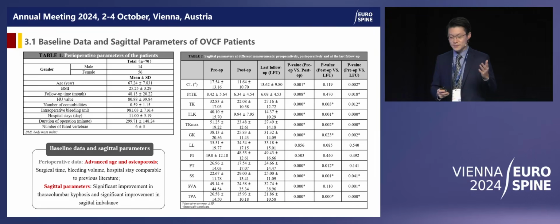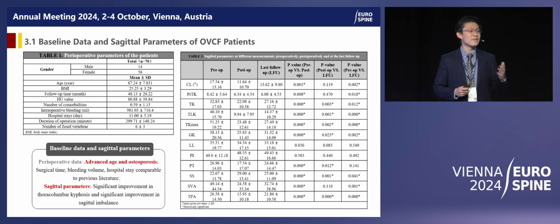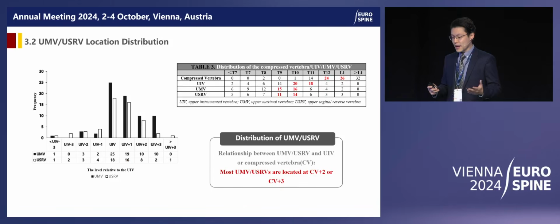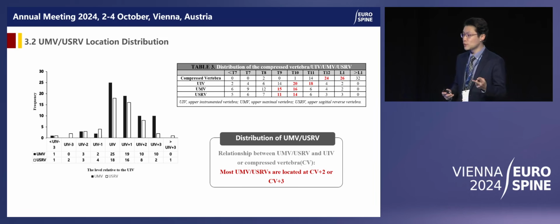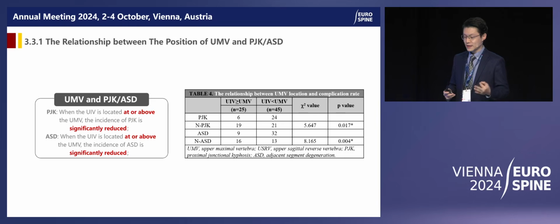From the baseline information, we can see that patients have advanced age and osteoporosis. And from the surgical parameters, we can see people have good recovery after surgery. And from the distribution, we can see that most UMV and USRV are located at CV+2 or CV+3. From this chart, we can see that when the UIV is located at or above the UMV, the incidence of PJK or ASD is significantly reduced.